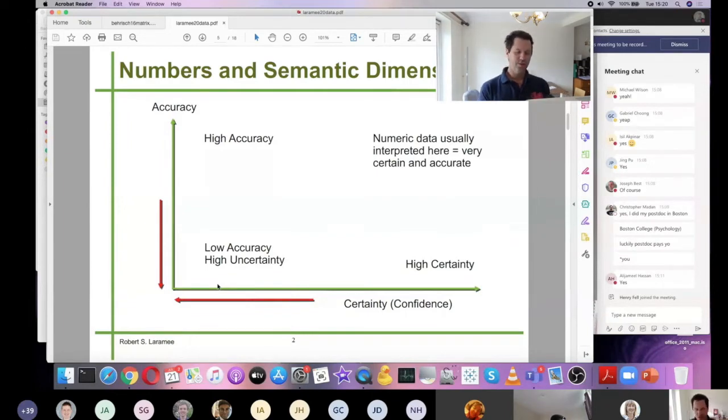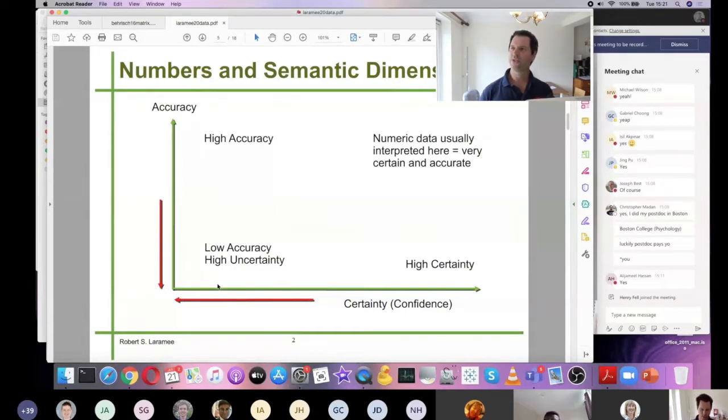So one of the types of data that people like to collect is just numbers and counting things. And one of the things is that the untrained eye, or the layman, if you will, or the average person, when an average person looks at a number, they immediately assume high certainty and high accuracy.